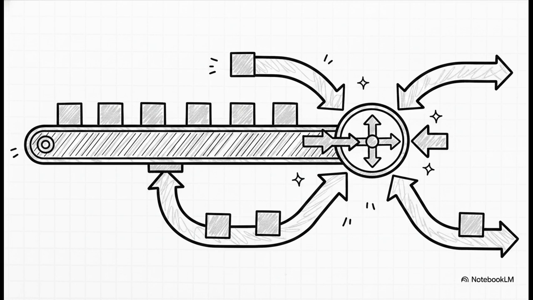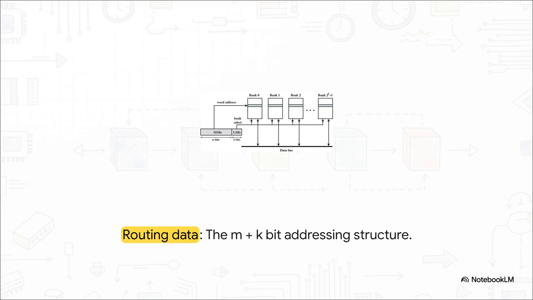Well, it comes down to directing traffic with memory addresses. Take a look at this routing structure right here. We have multiple memory banks, all connected to a single data bus, or channel, from bank 0 all the way down to bank 2 to the power of k, minus 1. They share this bus by utilizing time division and overlapping operations. But the real magic? That happens over on the left side of this diagram with the memory address itself. The address acts as this highly specific routing code.